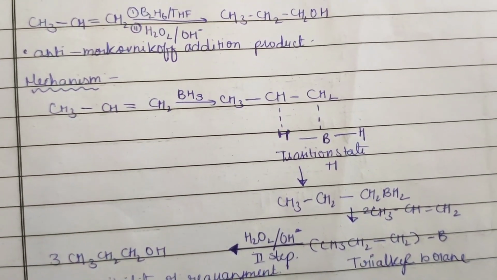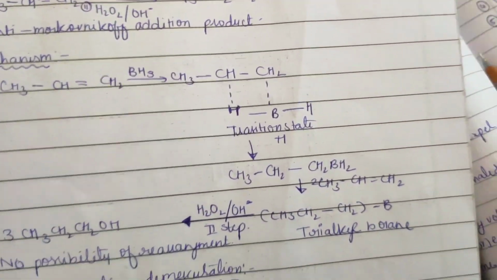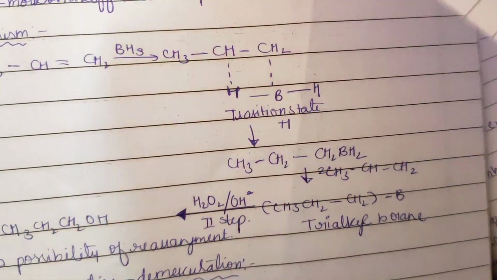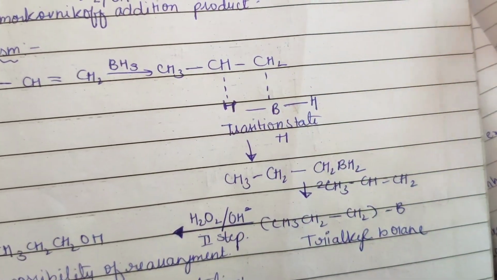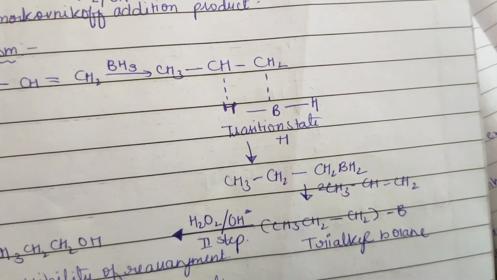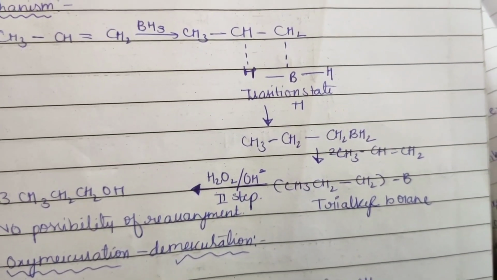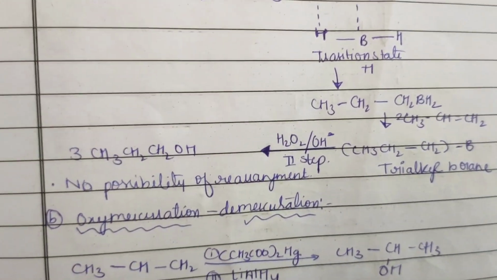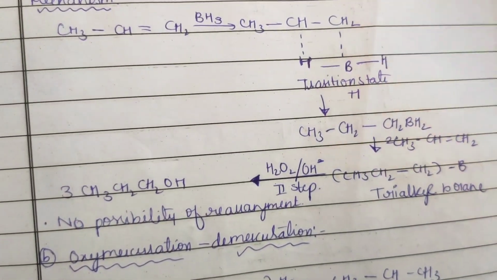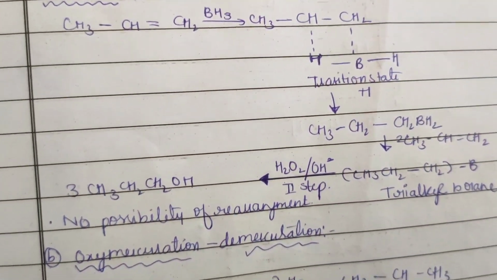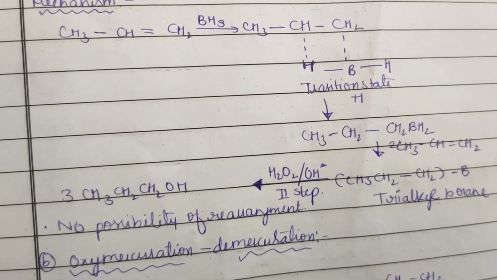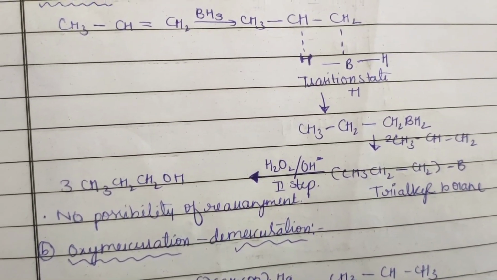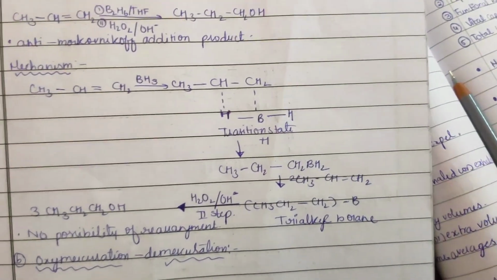It forms hydrogen bonding with boron hydrogen. Then in the transition state, H is added, giving CH3CH2CH2BH2, then two more CH3CH=CH2 are added, and we'll get (CH3CH2CH2)3B, which is trialkylborane. Now it is added with H2O2 or OH minus ion, which is the second step, to form 3 CH3CH2CH2OH, which is alcohol finally. No possibility of rearrangement is seen in these structures. Here you can see the mechanism once again.